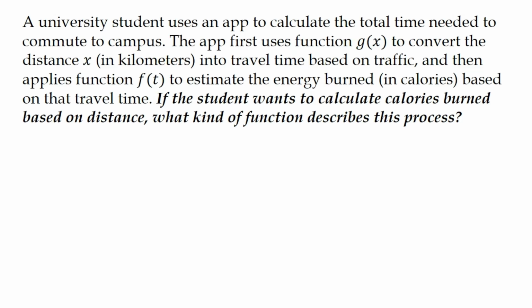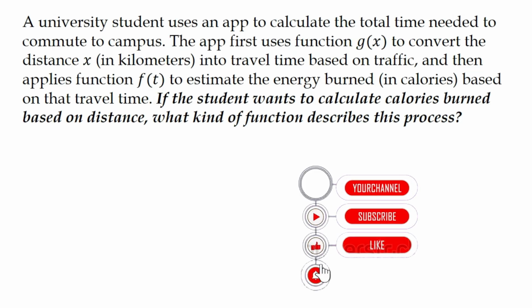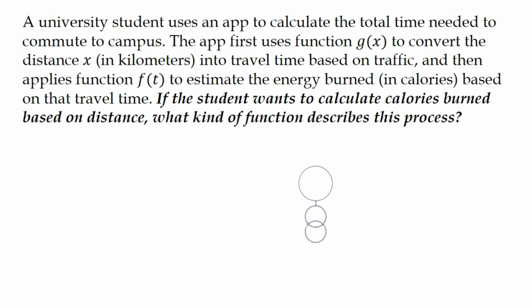A university student uses an app to calculate the total time needed to commute to campus. The app first uses function g(x) to convert the distance x in kilometers into travel time based on traffic, and then applies function f(t) to estimate the energy burned in calories based on that travel time. If the student wants to calculate calories burned based on distance, what kind of function describes this process? This scenario represents a composite function because the output of one function becomes the input of another, linking distance to energy burned through an intermediate step.